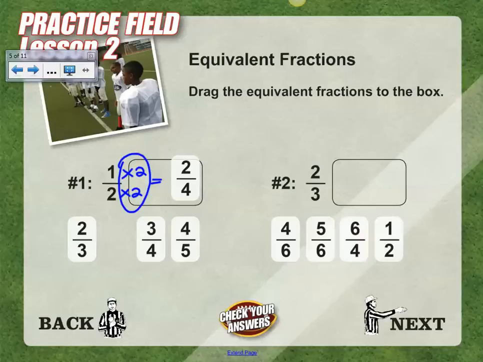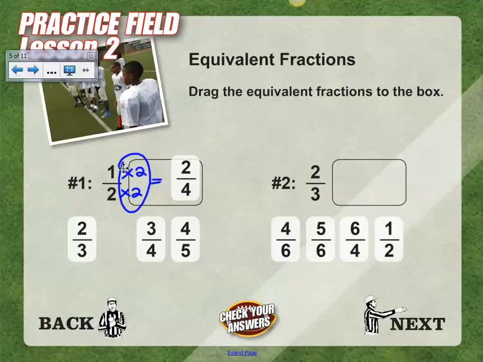Now let's look at 2/3. I can multiply this by any number I want. I can multiply 2 times 4 and 3 times 4. Again, it's multiplying the top and bottom by that same number to get an equivalent fraction. 2 times 4 is 8. 3 times 4 is 12. So 8/12 would be an equivalent fraction to 2/3. I can find many equivalent fractions. Let's look at my answer choices down here though.